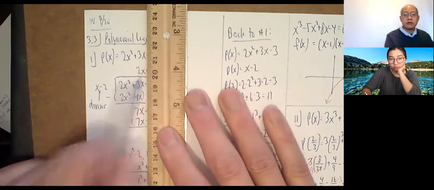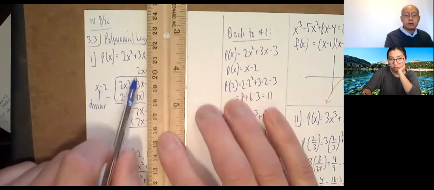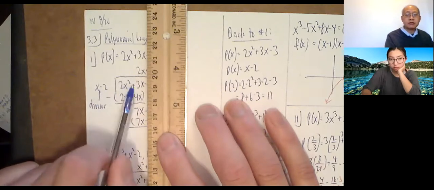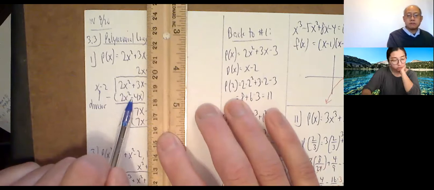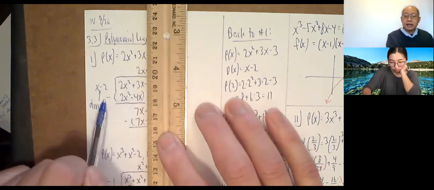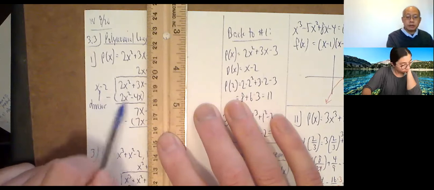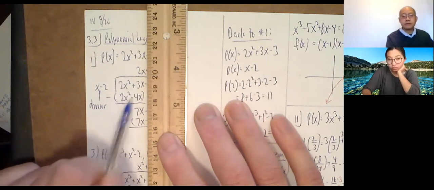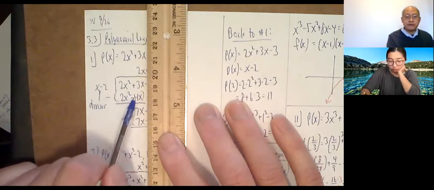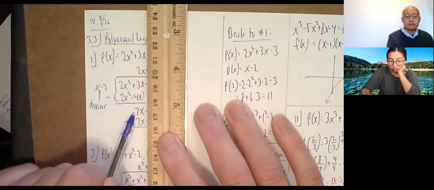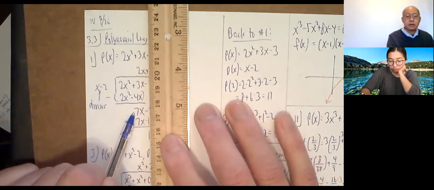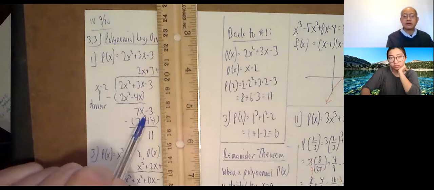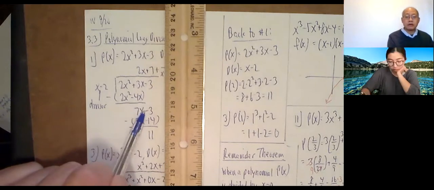Okay, so now you take the 2x multiplied by this whole thing. So what is 2x times x? 2x squared. 2x times negative 2, negative 4x. And then you might recall you subtract. That's how you did long division of numbers, right? So put parentheses and subtract. 2x squared minus 2x squared is nothing. You don't have to write anything. 3 minus a negative 4, that's like 3 plus 4, so 7x. Now you bring down the minus 3. When you did long division of numbers, you just bring the next one down, and you start all over.